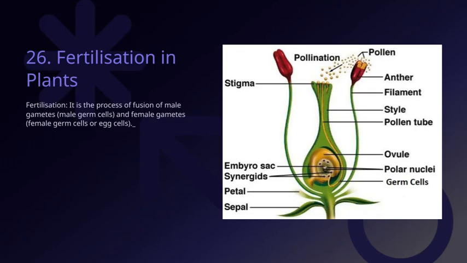Fertilization in plants is a fascinating process, and it all starts with the fusion of two vital cells. On one side, we have the male gametes, which are the male germ cells, and on the other, the female gametes or egg cells. When these two come together, fertilization occurs, leading to the formation of a new plant embryo. This process is crucial because it ensures the continuation of the plant species and contributes to genetic diversity.